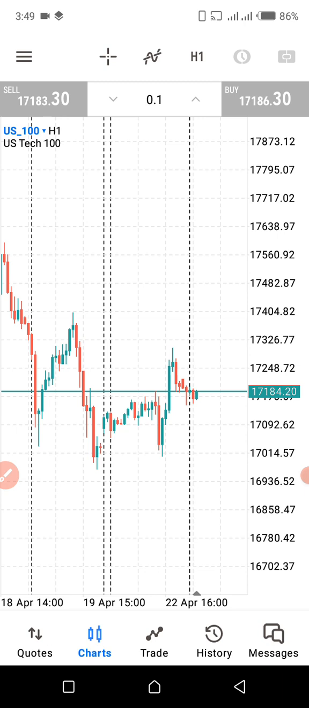So take your time to study the ICT concept, the institutional order flow, as well as PDRA matrix, because when you understand these two, it will make your trading easier.